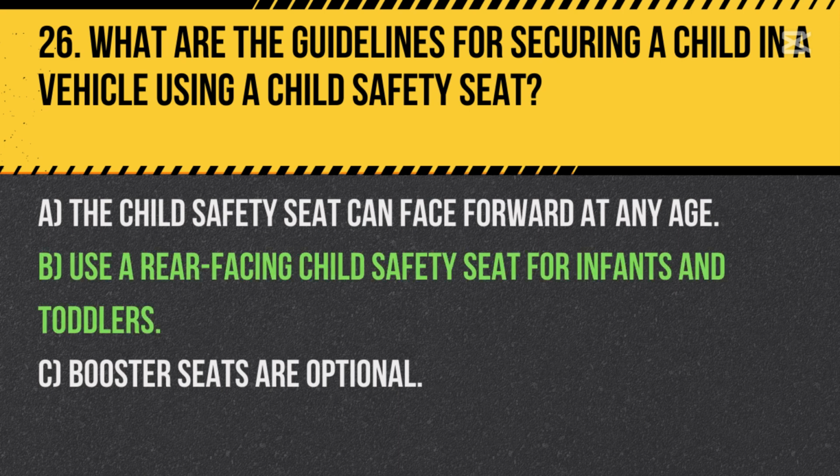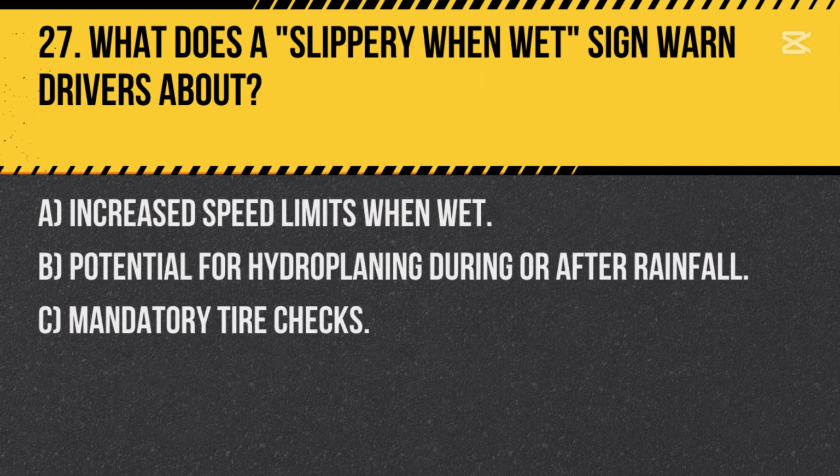Answer B. Use a rear-facing child safety seat for infants and toddlers. Colorado law requires that infants and toddlers remain in rear-facing seats until they reach the age or weight limit prescribed by the seat's manufacturer. Question 27. What does a slippery when wet sign warn drivers about?